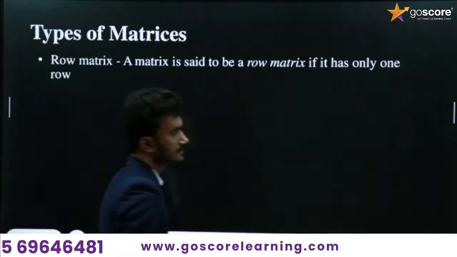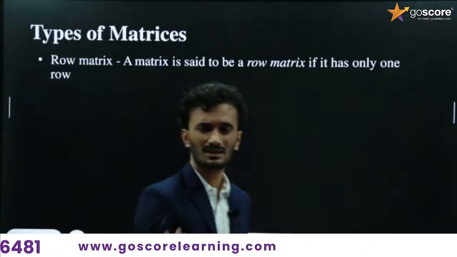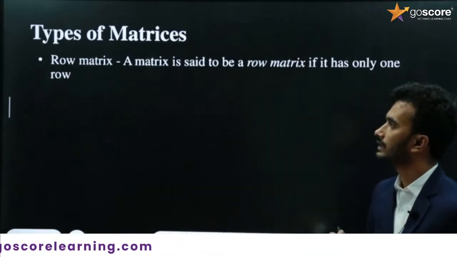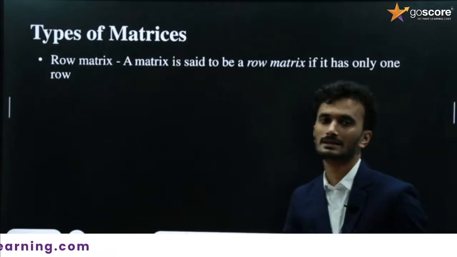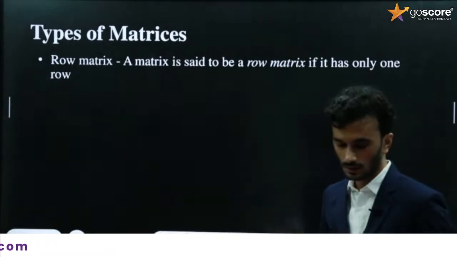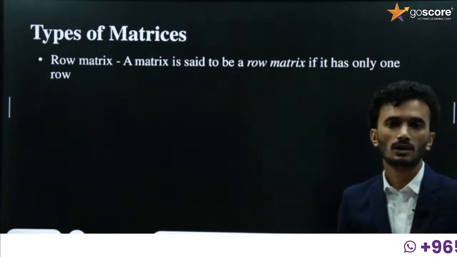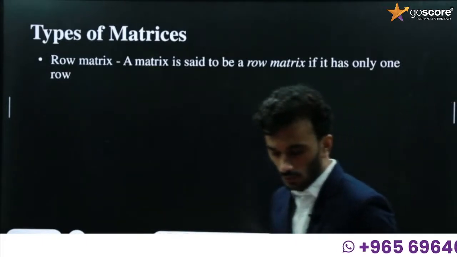Next is the row matrix. What will be the row matrix? It is just the opposite of the column matrix. In this, we can see only one row. A matrix is said to be a row matrix if it has only one row.